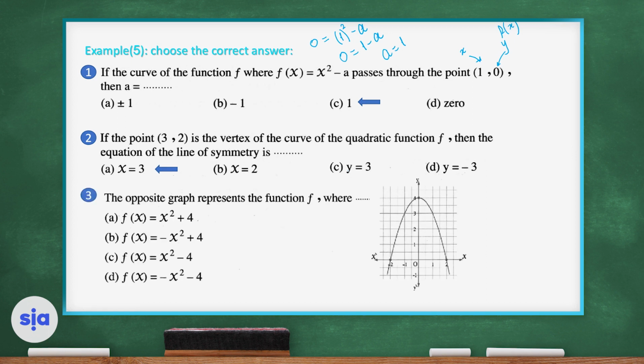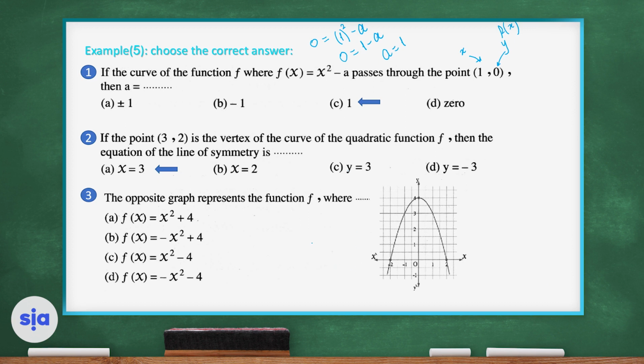Question 3. The opposite graph represents the function f. Which one of these is represented by the graph? As you can see here, this parabola, is it a U shape or an N shape? It's an N shape. So this means that the coefficient, or the number beside x squared, is negative. So here it will be either B or D, so you can now easily eliminate A and C.